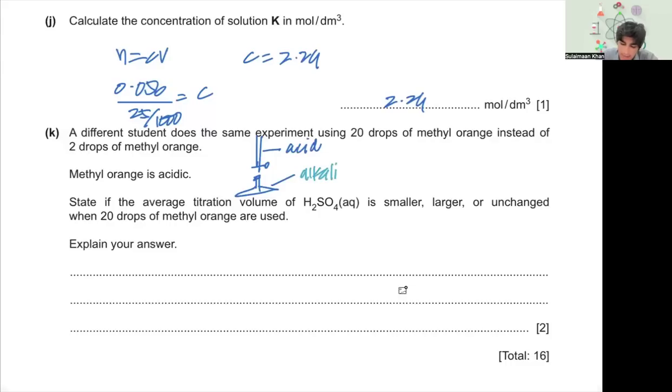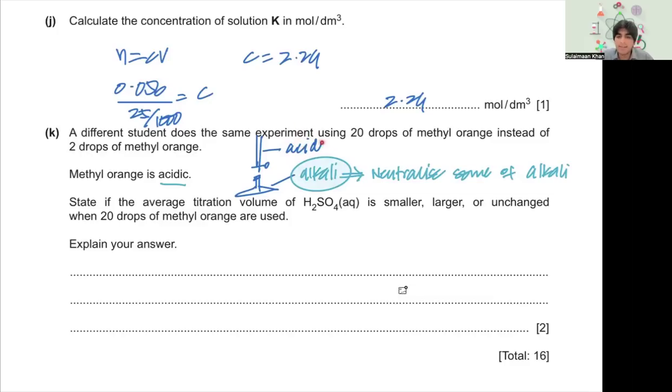Now, I'm saying when you added 20 drops of methyl orange, you added a lot of methyl orange, right? And he's saying methyl orange is acidic. So if methyl orange is acidic, can I safely deduce that this methyl orange would actually neutralize the alkali? This methyl orange would actually neutralize some of the alkali, because acid-base reaction would take place. तो अब मुझे आप एक बात बताएं, if this would neutralize some of the alkali, would you require more acid or would you require less acid to neutralize the alkali? More acid or less acid?